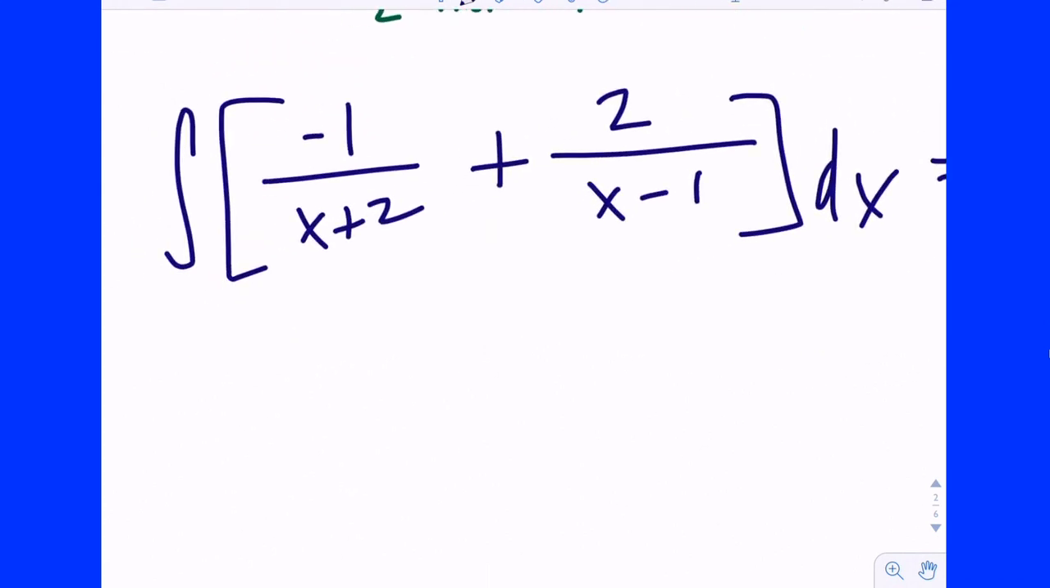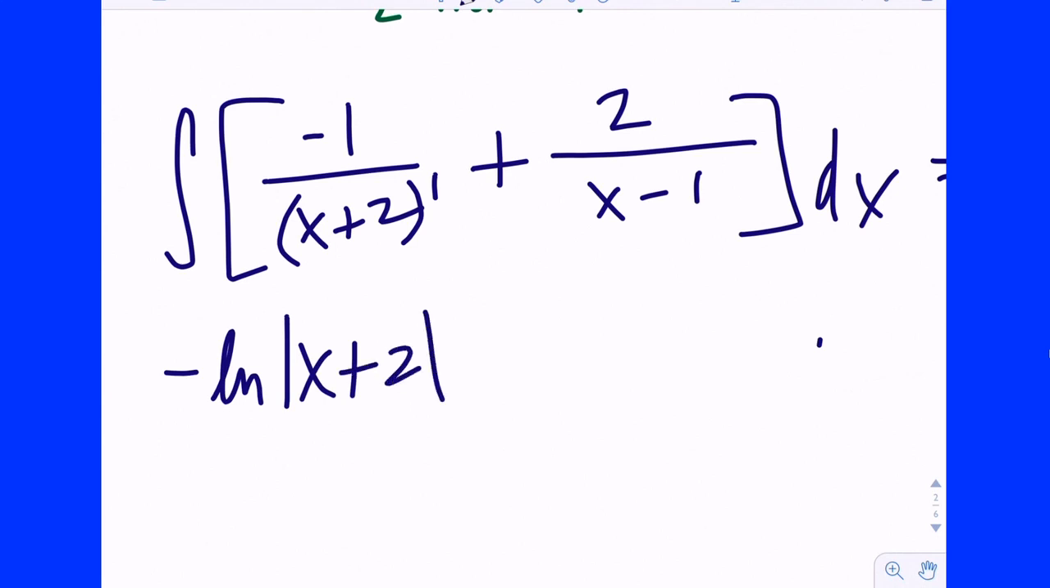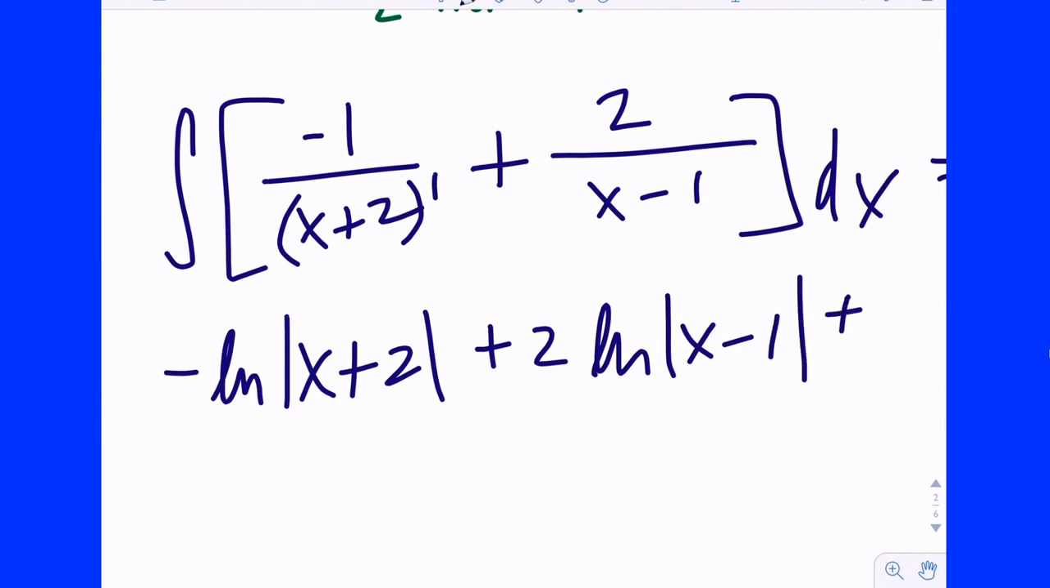You should have two linear factors in the bottom because we're only doing this for linear factors, which means the integration is probably going to be what each time? A natural log. You just want to make sure that the derivative of the inside function is not going to generate a correction. So in this case, it doesn't. So you have negative natural log of the absolute value of x plus 2, and you're going to have plus 2 times the natural log of the absolute value of x minus 1. And then, of course, plus c. And you're done.